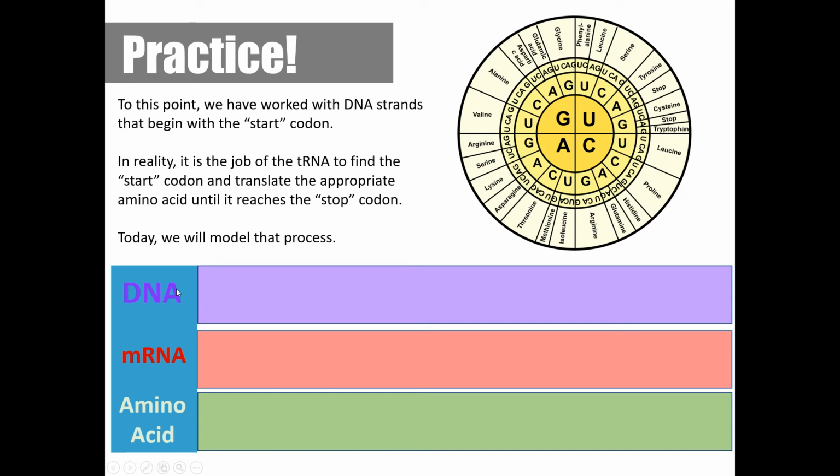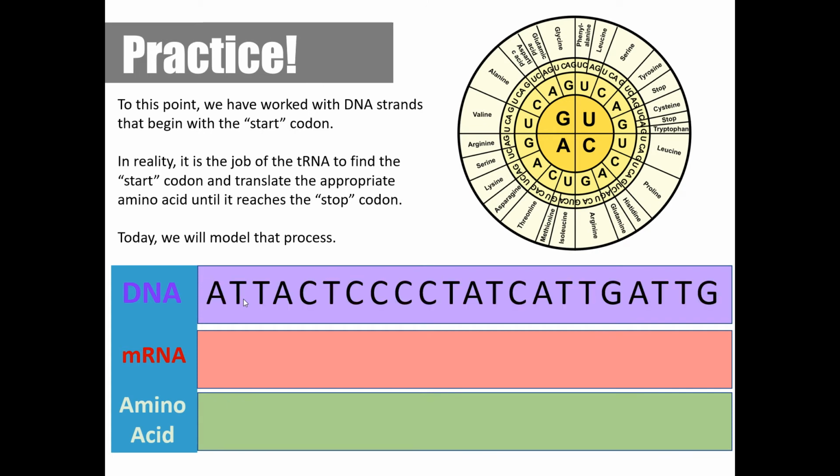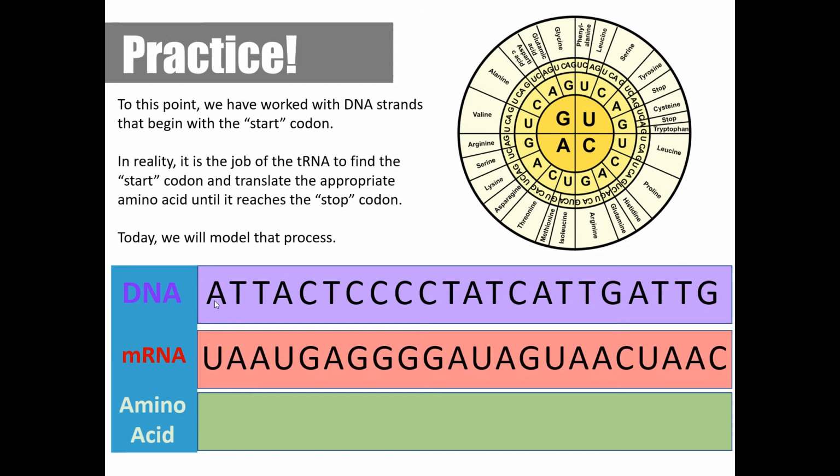Now, how's it going to look on a worksheet, a quiz, a test? So I might give you a sequence of DNA. Okay, so you see your A's, your T's, your C's, your G's. And I might ask you to model transcription. And if I ask you to do that, then you're going to take that DNA and create an mRNA strand using base pairing rules for RNA. So remember, A is going to pair with U, T is going to pair with A, and so on.